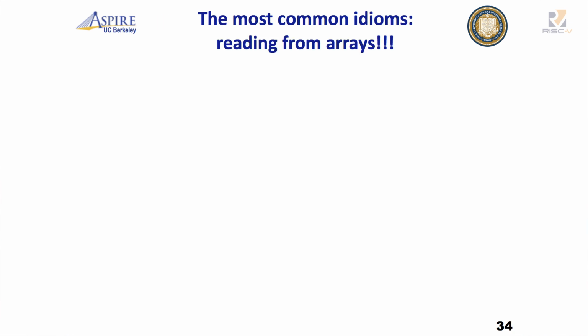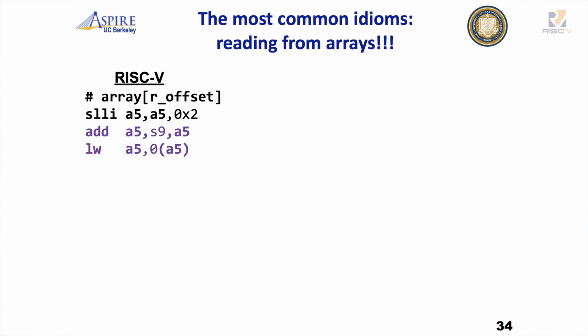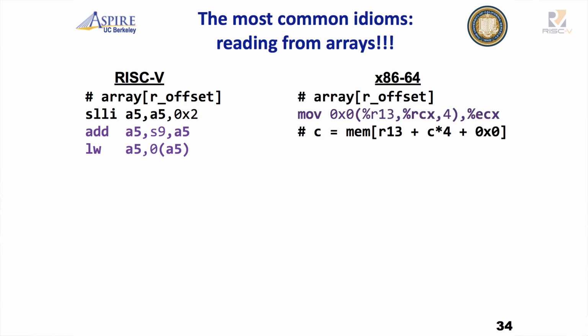To cut to the chase, the most common idiom that I see is reading from arrays. So let's say you want to access an element in an array. In RISC-V, that requires 3 instructions: 1 to scale up the offset to the data type, 1 to add it to the base address, and then the 3rd to load. In another ISA, this is a single instruction. Complicated instruction, but a single instruction.